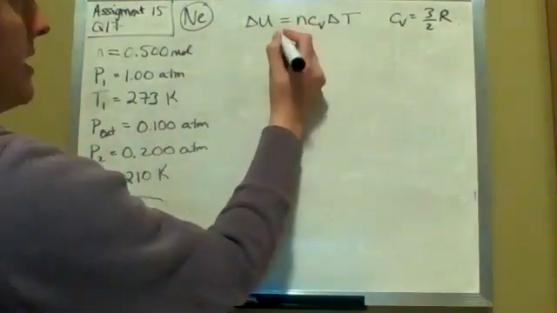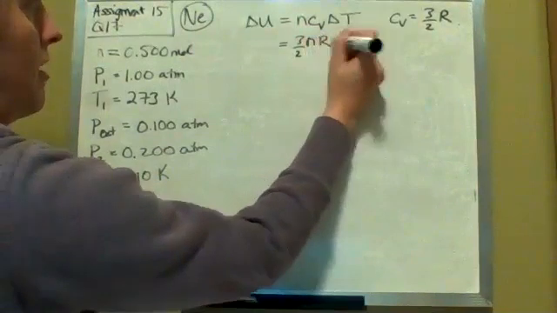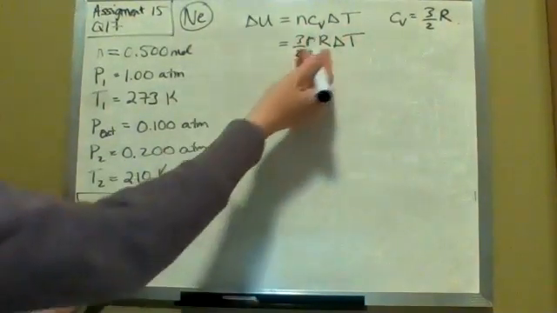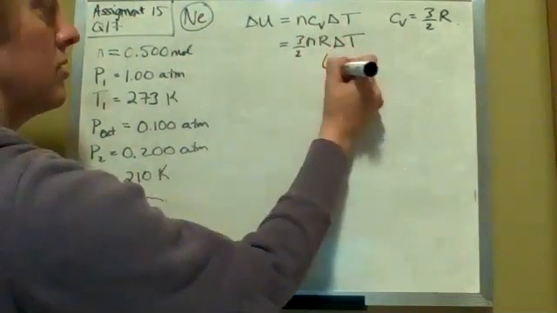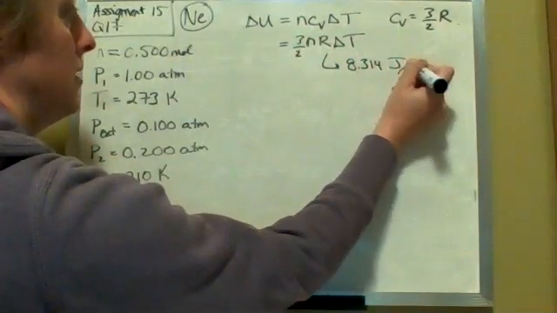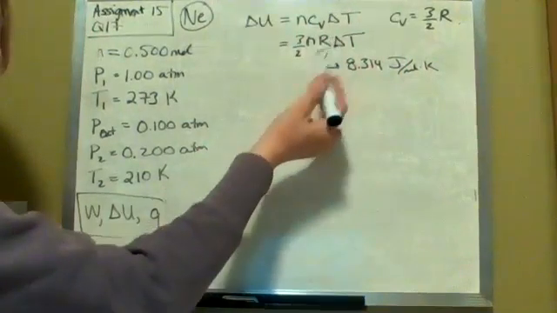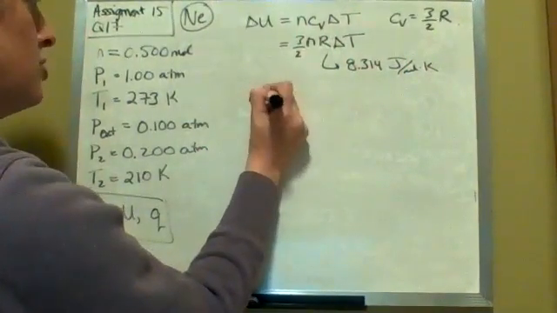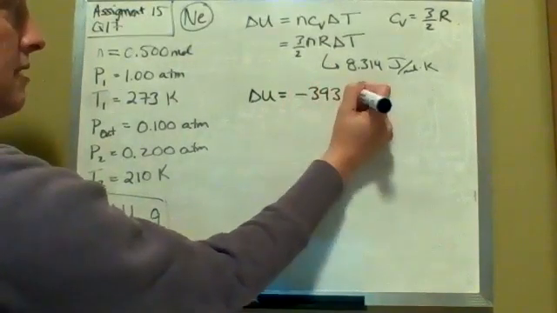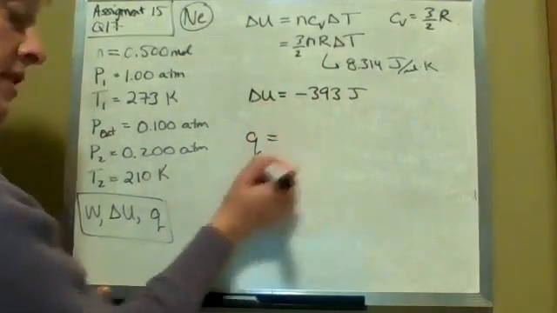So that means, in this case, you're going to have 3 halves nR delta T. We have n, we have R, we have delta T. In this case, you go ahead and use 8.314 joules per mole Kelvin, because you want to have an answer in joules, and all we're canceling out are kelvins and moles. So you should get, out of this equation, minus 393 joules. And the last part is to find Q.